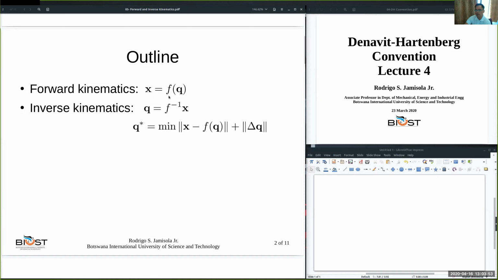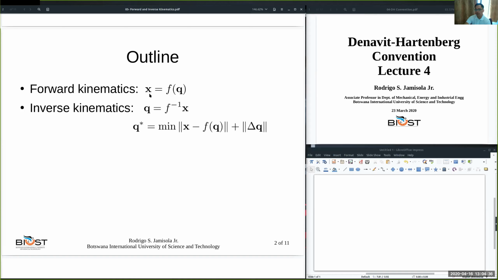So there is a forward kinematic function f, whose inputs are the joint variables q, the generalized joint variables. It can be prismatic or it can be revolute, meaning the joints can be translational, like prismatic joints, which are driven by hydraulic or air pressure, or revolute, meaning rotary joints, which can be driven by electric motors. But the output will be position and orientation, which is represented by the vector x.